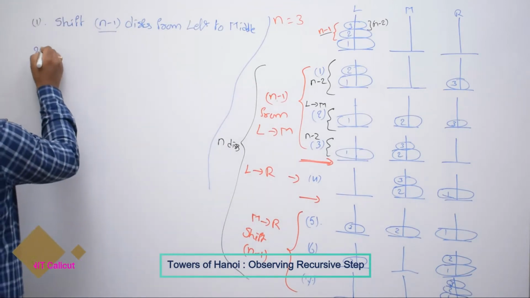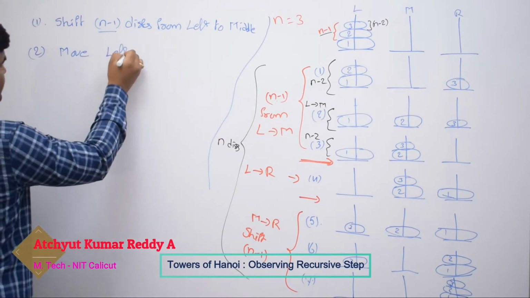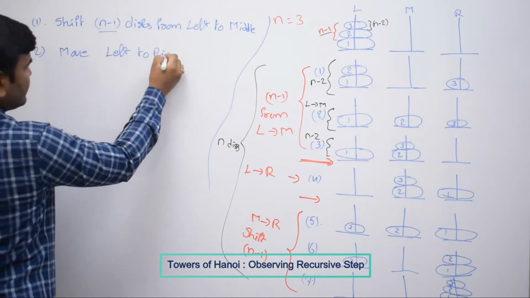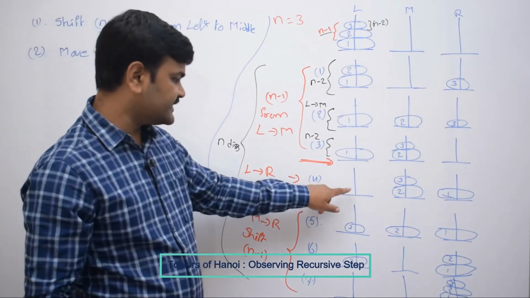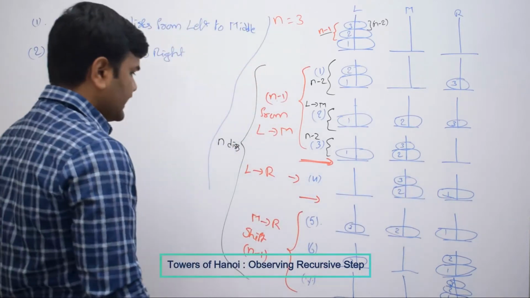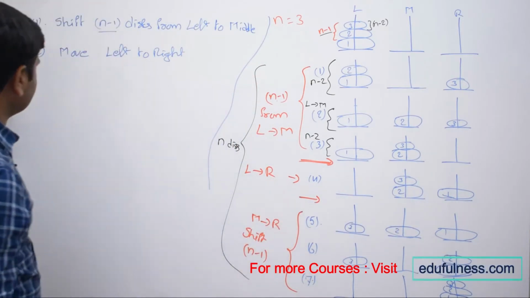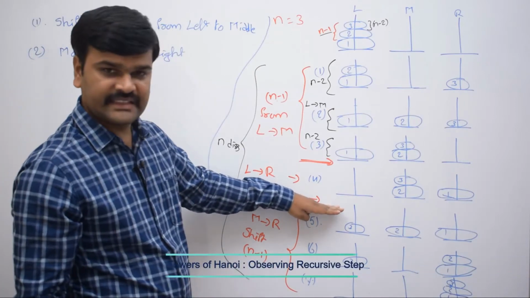After that, move left to right. That means the movement is happening for this first disk from left to right. Now this is the status. These two steps completed means you are at this position.